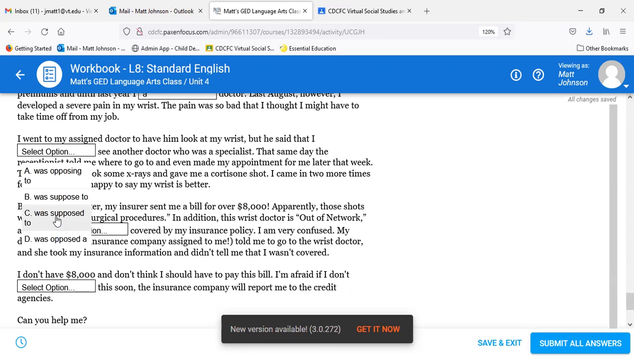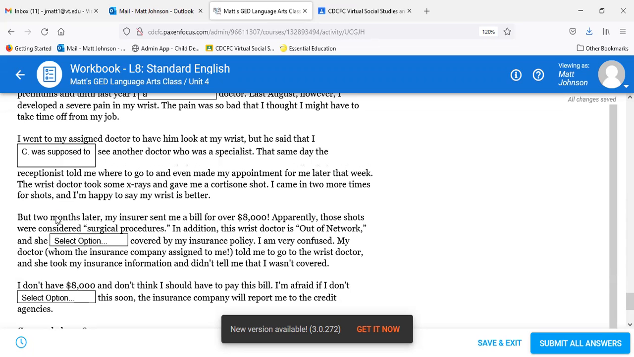Supposed to. They throw in that oppose, right? So make sure we understand the difference. If you oppose something, you're in opposition to it. Suppose means you should do something. I was supposed, and we make sure we have the right form there. So we use D, right? I was supposed to see another doctor who was a specialist.